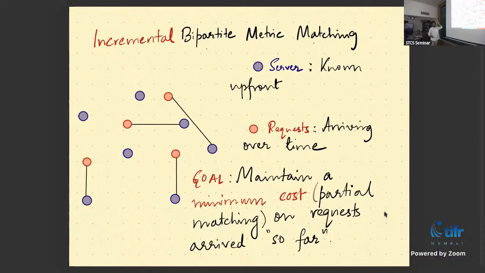So that's what I mean by incremental. The reason it's called incremental is because people use this to contrast it with dynamic matching, which means that requests can also depart. In this talk, I'm not going to assume that requests are departing. The servers are also fixed. So maybe in the open problem slide, I will talk about those settings a little bit.